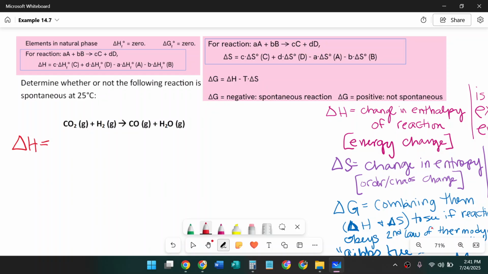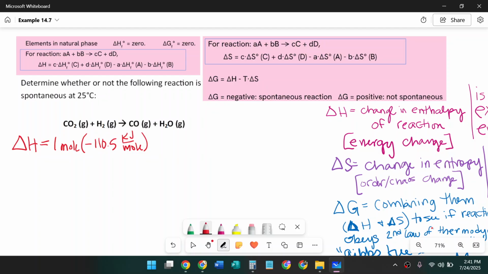And remember, we're going to start with our products. So we're going to start with carbon dioxide. There is one molecule of that, 1 mole of that, and that is negative 110.5 kilojoules per mole.